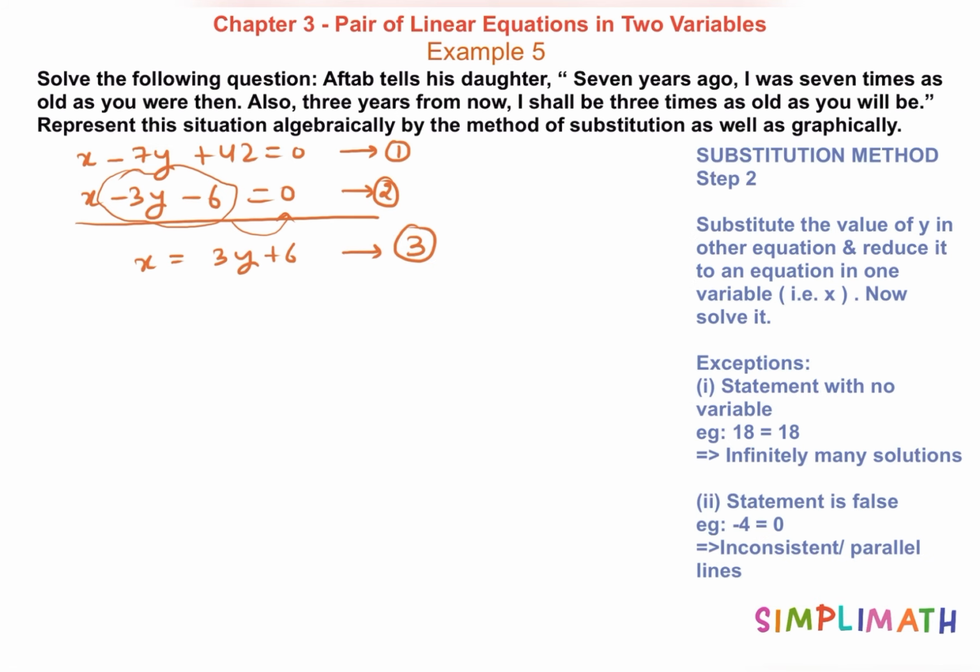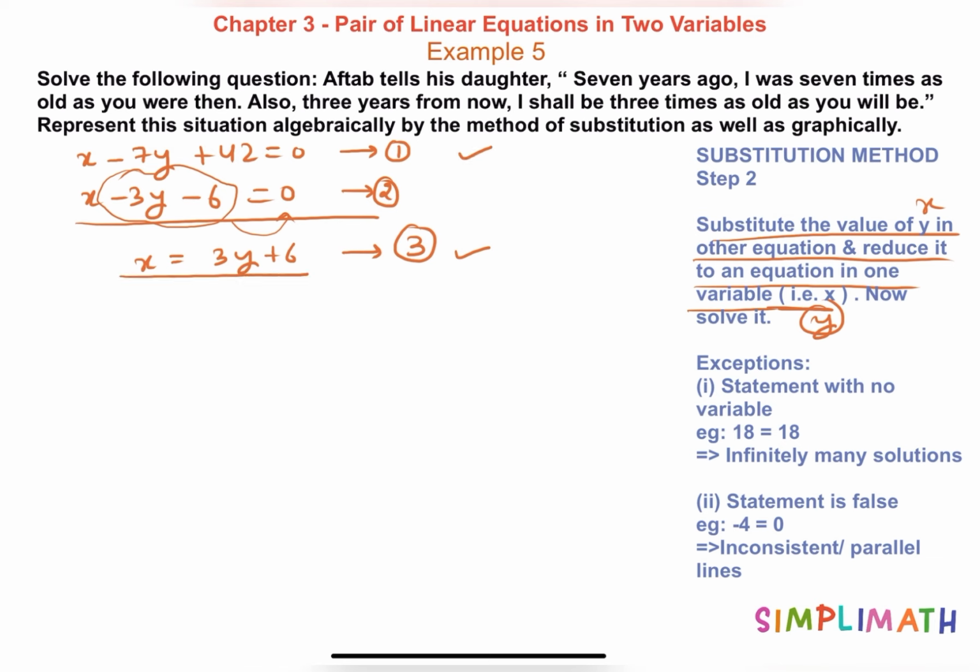Now step 2 is to substitute the value of x in the other equation and reduce it into an equation in one variable, and that is in terms of y here. So we will substitute the value of x from 3 in equation number 1, right? So let us put this value over here. So what do we get? We get 3y plus 6 minus 7y plus 42 equal to 0.